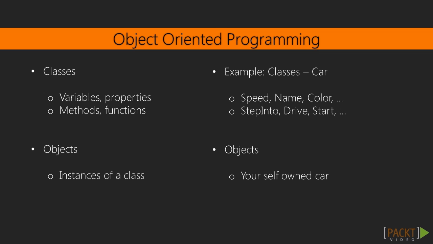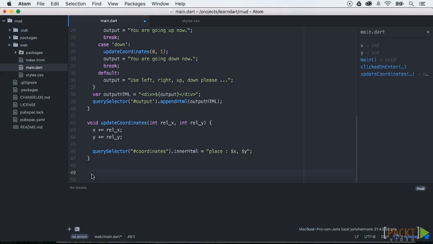On the other hand, you have objects, which are the instances of a class. In our example, it can be the car that you own. A program is made up of classes and objects. These are the building blocks of object-oriented programs. Let's take a look at this now in practice.